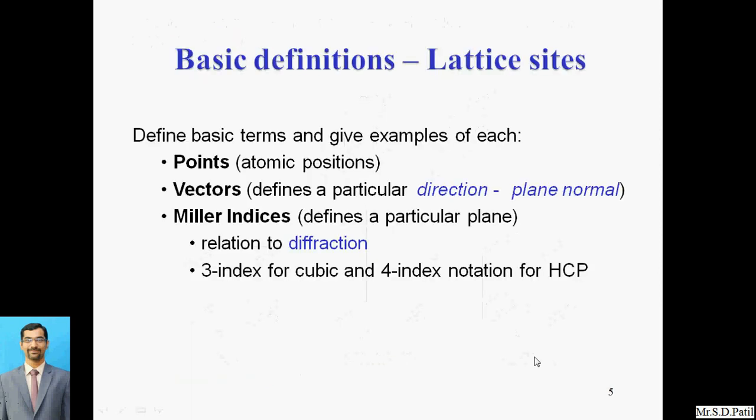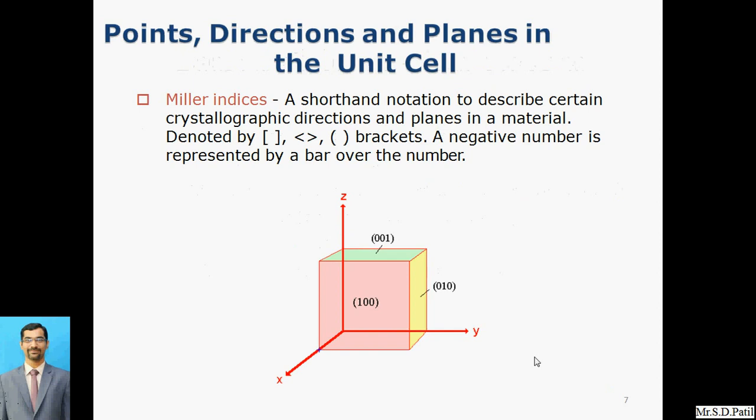So basic definitions, once again we will review: points, vectors, and Miller indices. These are the three parameters that you should know for this particular lecture. These terms will be repeated in the next slides. So 3 index for the cubic and 4 index notation for the HCP for the Miller indices. Now just see what is the meaning of Miller indices: a shortened notation to describe certain crystallographic directions and planes in a material.